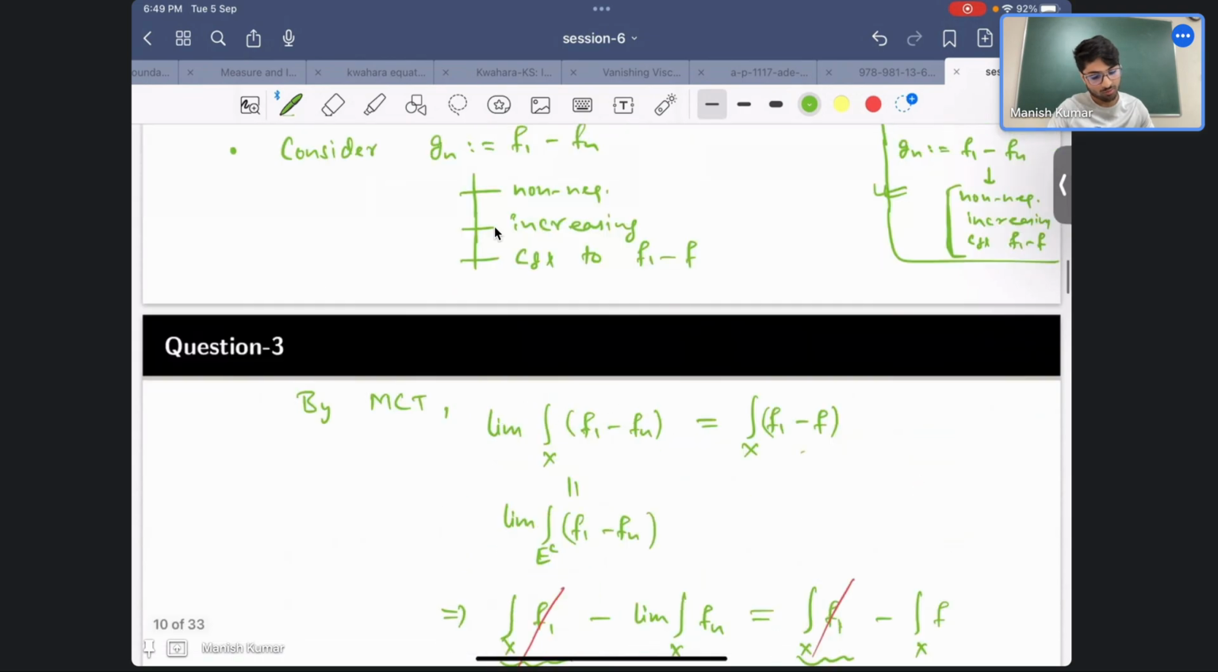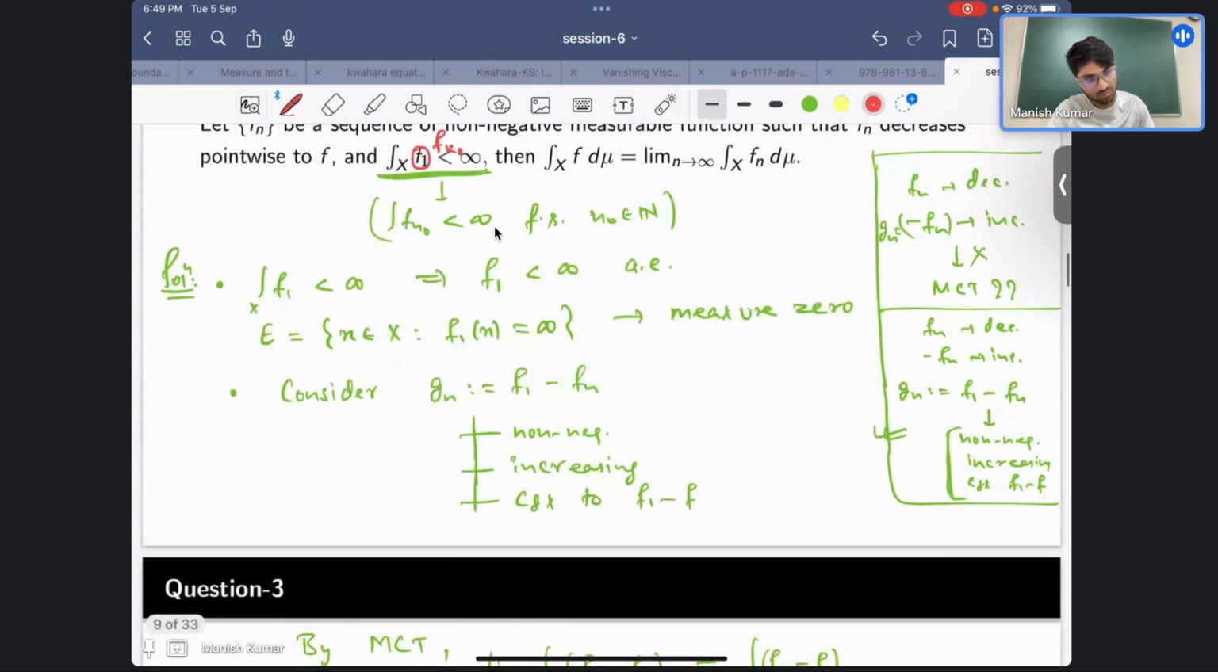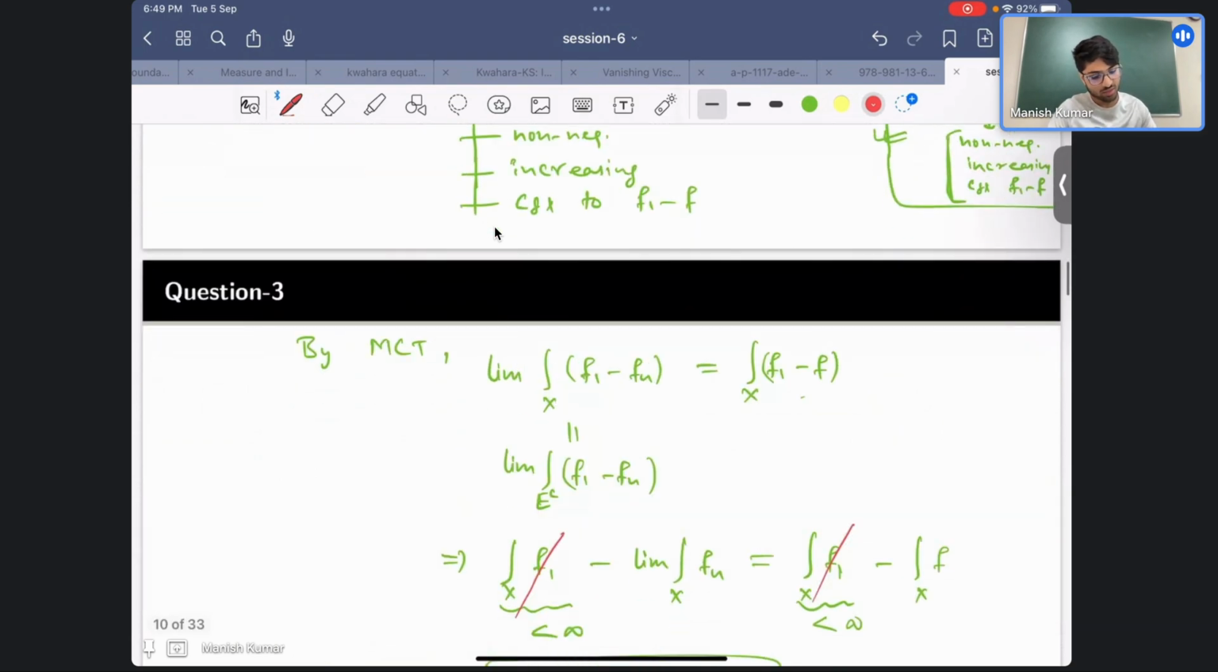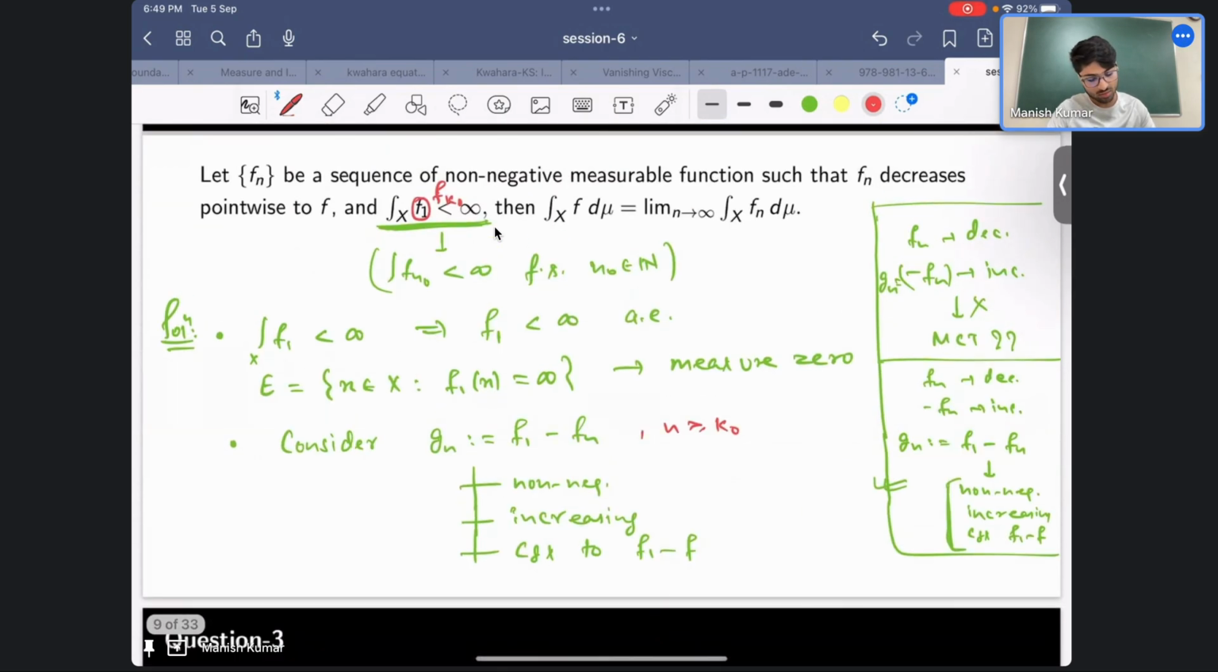And the moment you say, suppose instead of f1 say f of some k naught is given to be finite, everywhere you can replace f1 by f k naught, and you can consider this sequence n greater than equal to k naught. Okay, you just consider that sequence. In the limit it doesn't matter, right? So you can do the same thing for any k naught. Okay, is this fine?